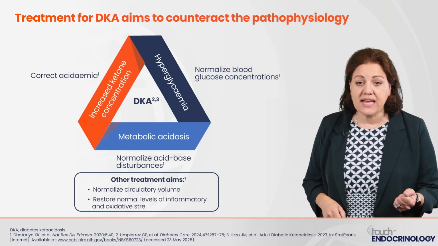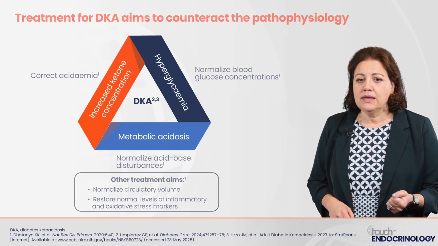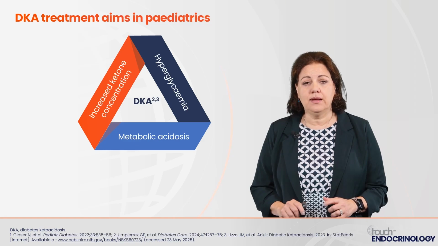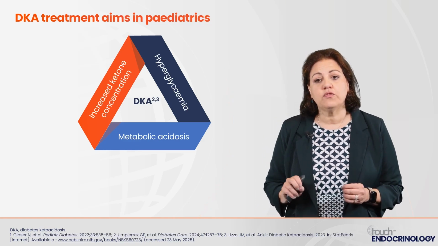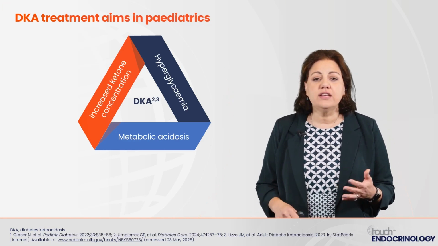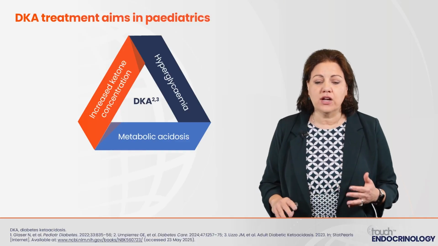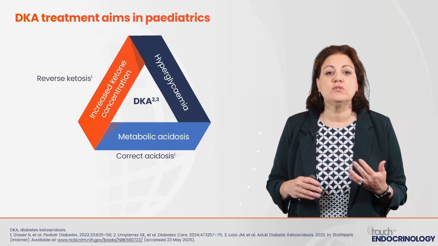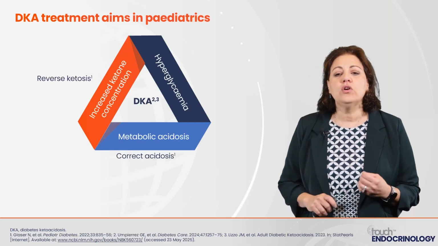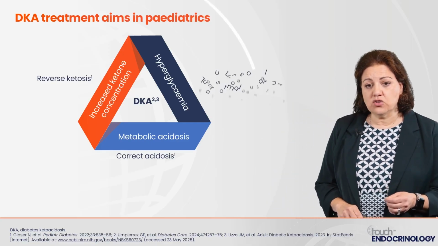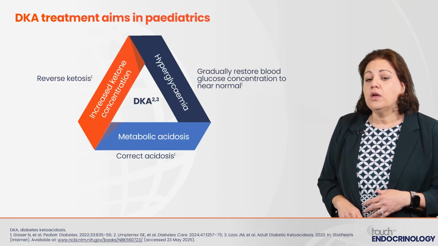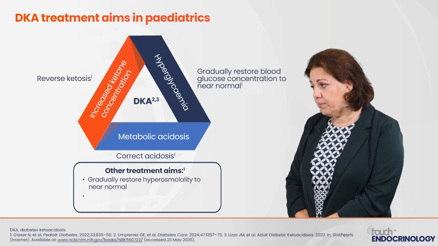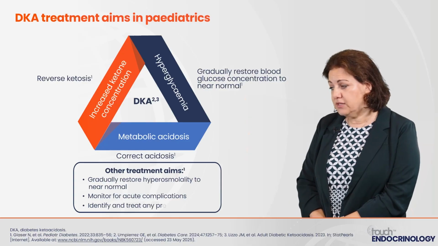Oftentimes, people are going to need potassium replacement. Now, in pediatric cases, there's a need to be more cautious with treatment because there's a greater concern for cerebral edema. So again, you'll find that the focus is going to be on correcting acidosis, reversing ketosis, and that's going to be through the use of insulin therapy. And we're gradually going to restore glucose concentrations to near normal. Our other aims are going to be to monitor for signs of acute complications, specifically cerebral edema.